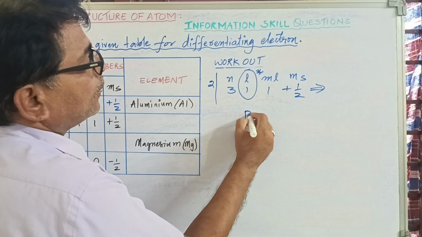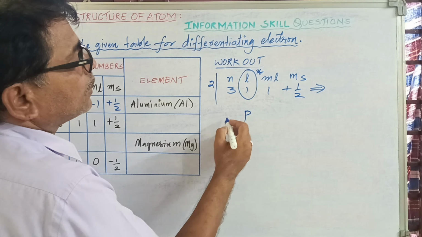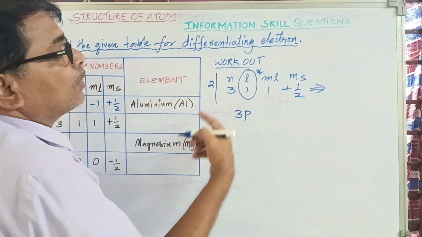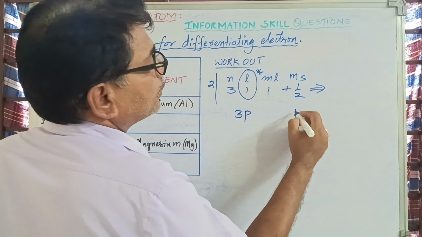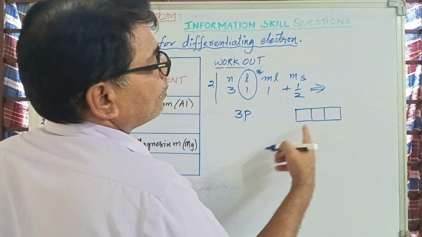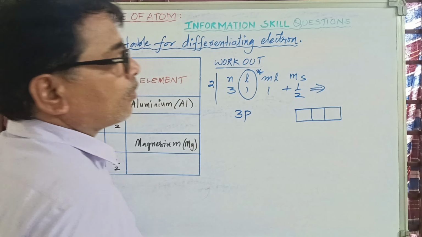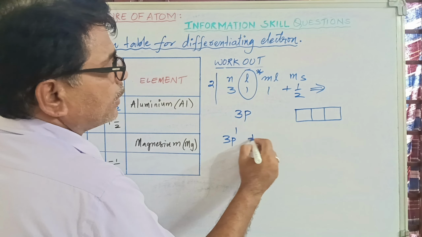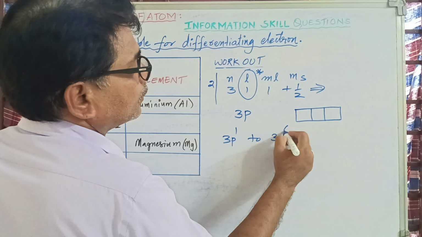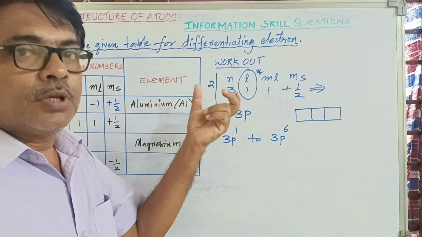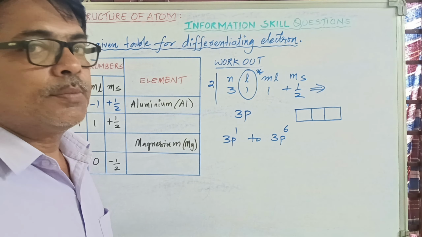So it is P, then N, which is 3. Therefore 3p, very clear. Why particularly start from here? Because p has got 3 boxes. If you know the degenerate orbital magnetic orientation, only then can you write the electronic configuration, because 3p means what? It starts from 1 and ends up with 3p6. It may be 3p1, 3p2, 3p3, 3p4, 3p5, 3p6. That many possibilities are there.